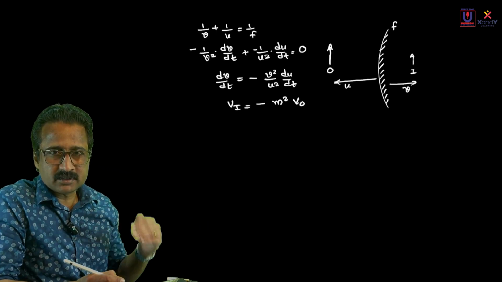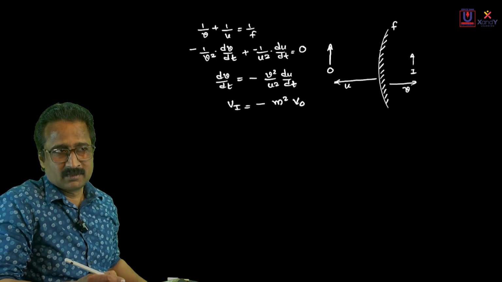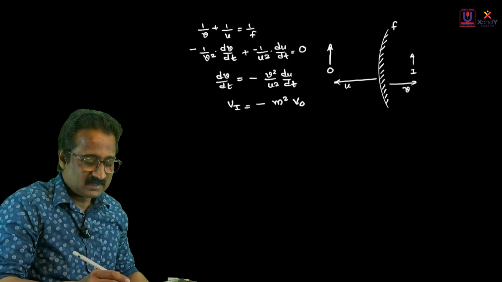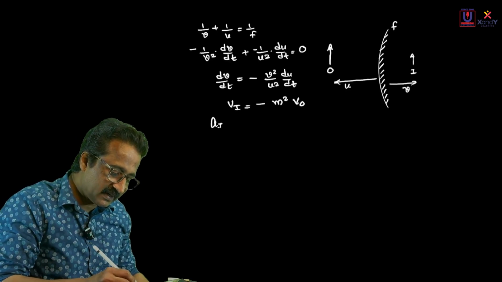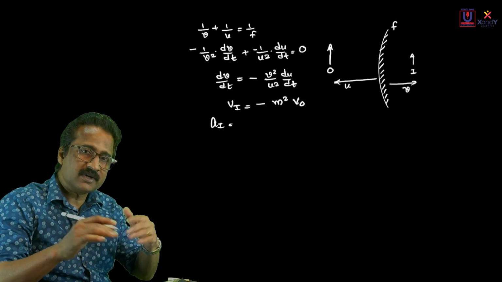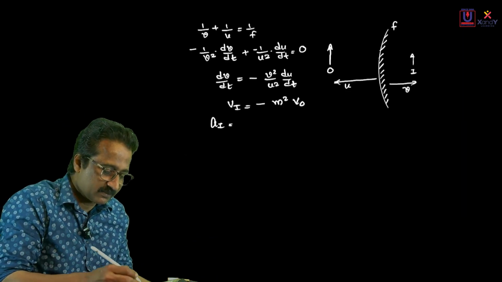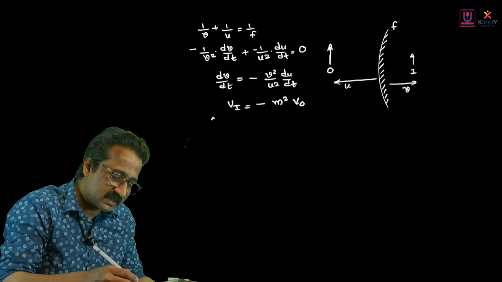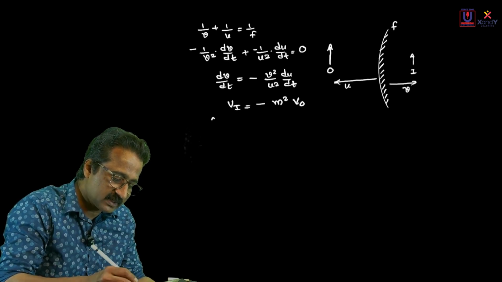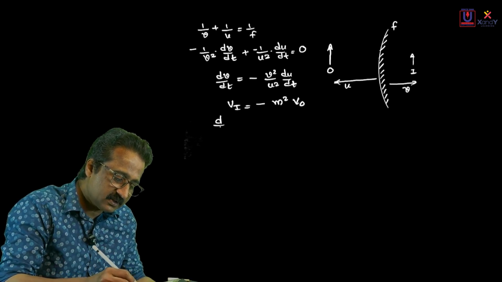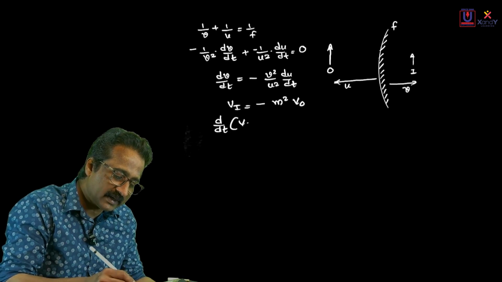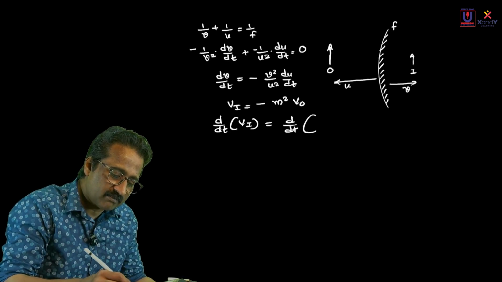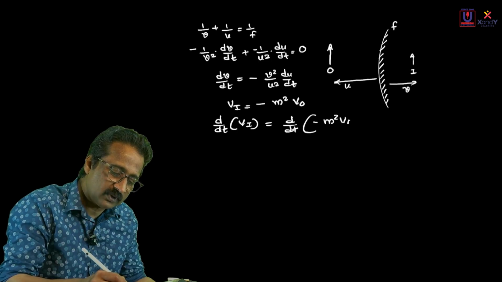But remember, this question is about acceleration. So, you must be careful now. We must differentiate it once again to get acceleration. So, acceleration of image, AI, is equal to, when you differentiate both sides, you'll get acceleration. That's what I'm trying to do. Okay. So, I'll take d by dt on both sides now. d by dt of VI, velocity of image, is equal to d by dt of minus of M squared times VO.